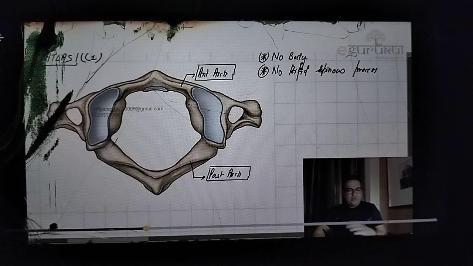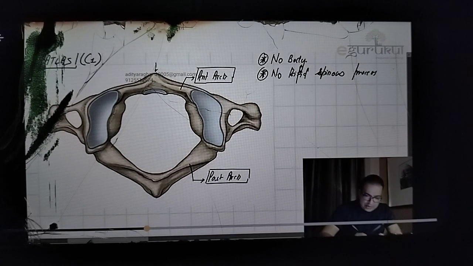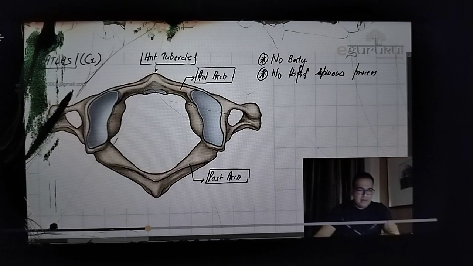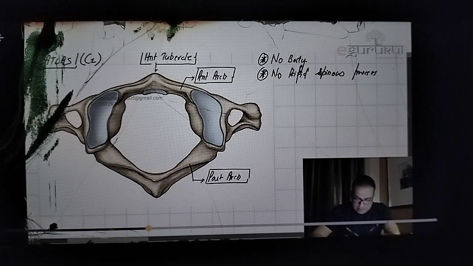This is the superior view, guys. Whatever vertebra I'm showing, it is the superior view only. This anterior arch has a tubercle in front, called the anterior tubercle. It gives attachment to a ligament called the anterior longitudinal ligament. We'll discuss that later. Now the posterior arch: the very important feature is that there is a notch present over there.